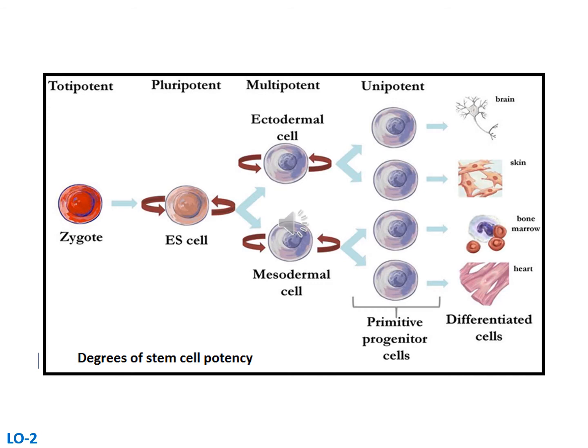How from a totipotent, which is a zygote, it can give rise to pluripotent. The pluripotent can give rise to multipotent, which are the adult cells, ectoderm, endoderm, and mesoderm, and each of them giving rise to a single cell type as in the unipotent.